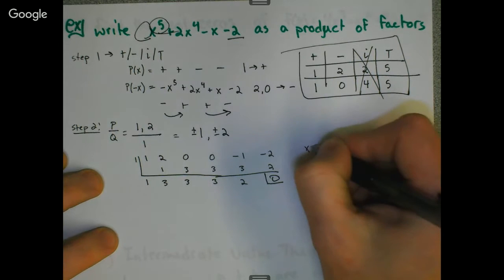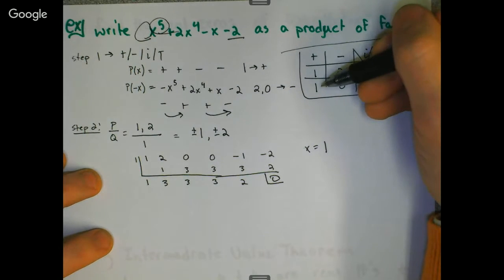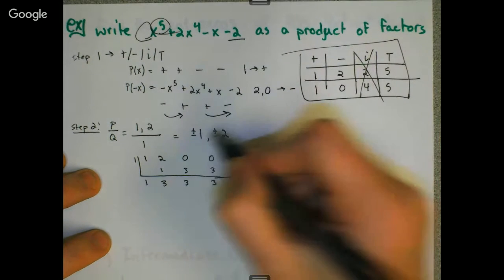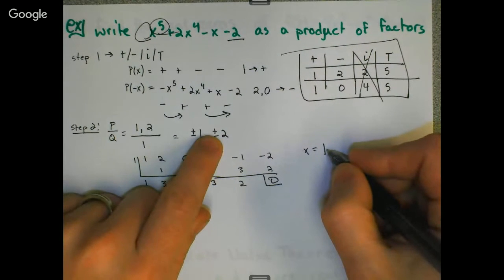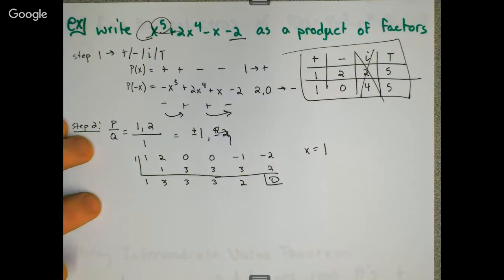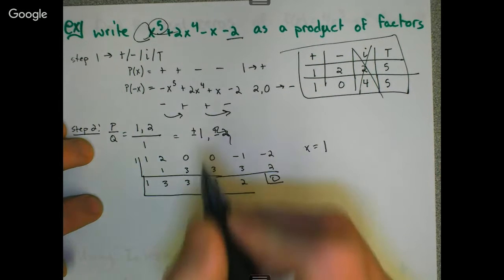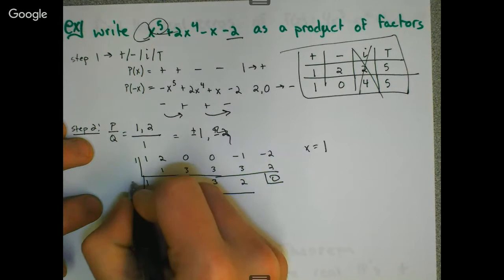So x equals 1. Now look here. This chart told me I only wanted 1 positive. So since I found my 1 positive, I'm not even going to check positive 2. I know it won't work. Okay. So I'm going to continue from here, and I will check minus 1.